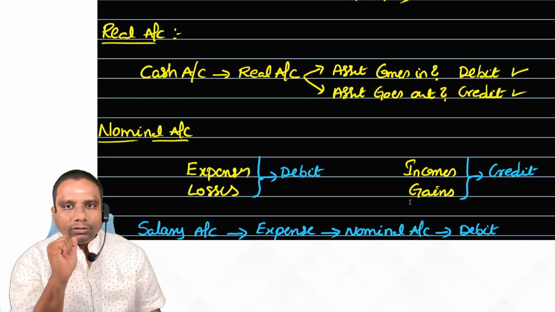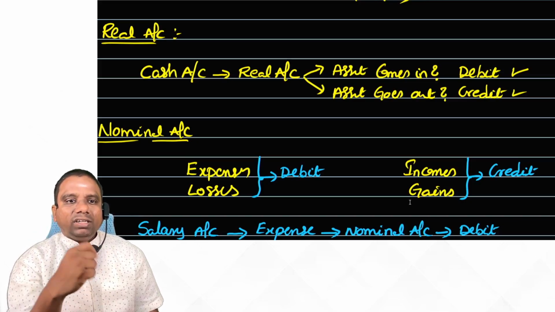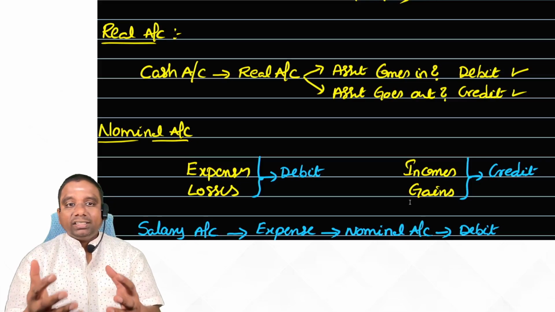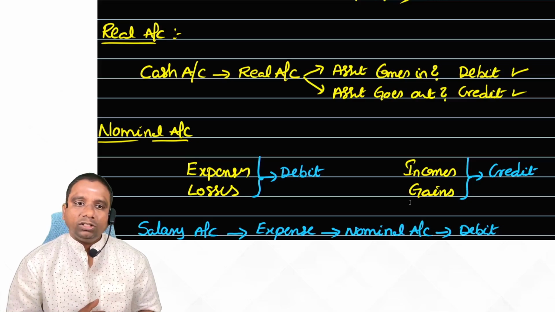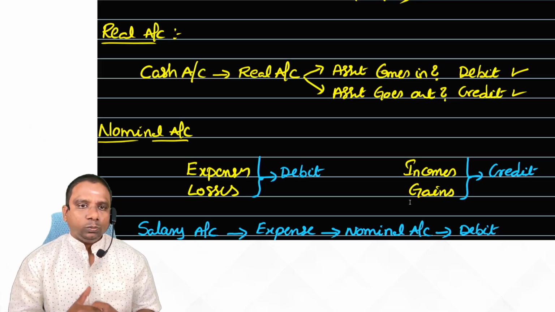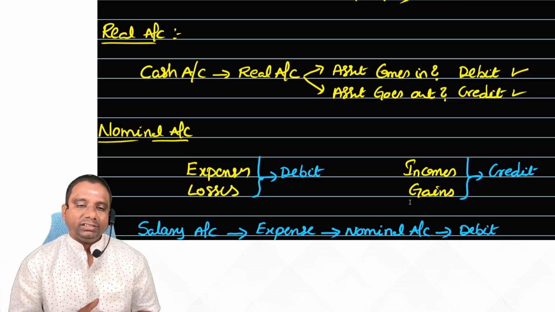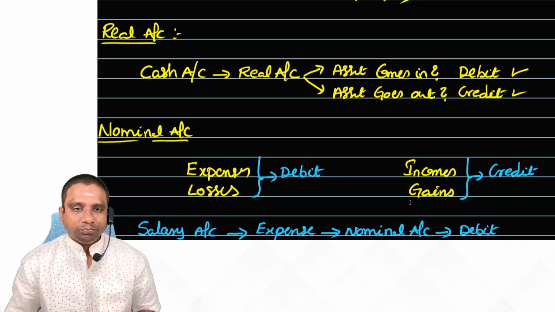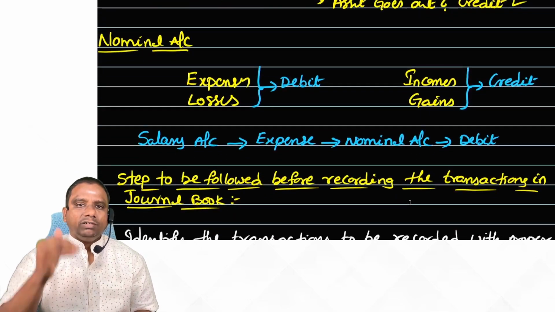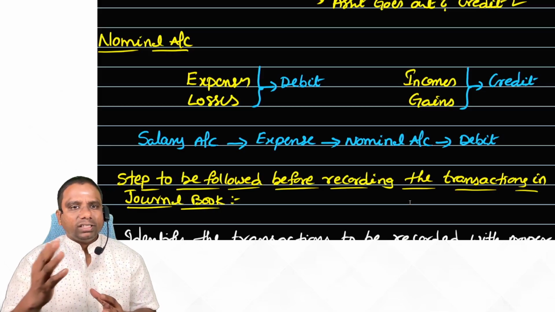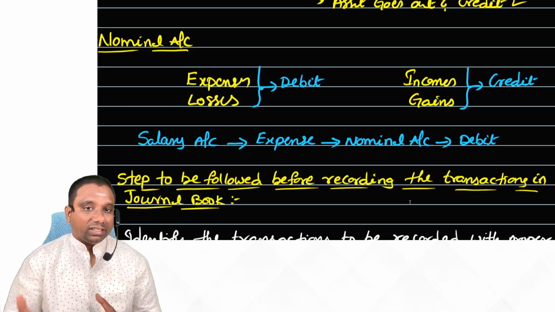Next one, real account. If the identified account is a real account, then we have to check whether any asset comes into the business or any asset goes out from the business. If any asset comes into the business, then that account is debited. If any asset goes out from the business, then that account is credited. After that, we discussed nominal account. If the identified account is an expense or loss, then that account is debited. If the identified account is an income or gain, then that account is credited.